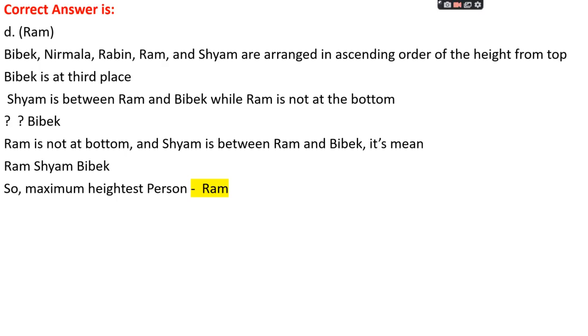Let's see the conditions. Vivek, Nirmala, Raveen, Ram and Shyam are arranged in ascending order of height from top. Vivek is at third place. Shyam is between Ram and Vivek. Ram is not at the bottom. We know that Vivek is at third place among five, and Ram is not at the bottom, so Ram got first position. We already know this from the conditions. So the right answer is that the maximum height person will be Ram.